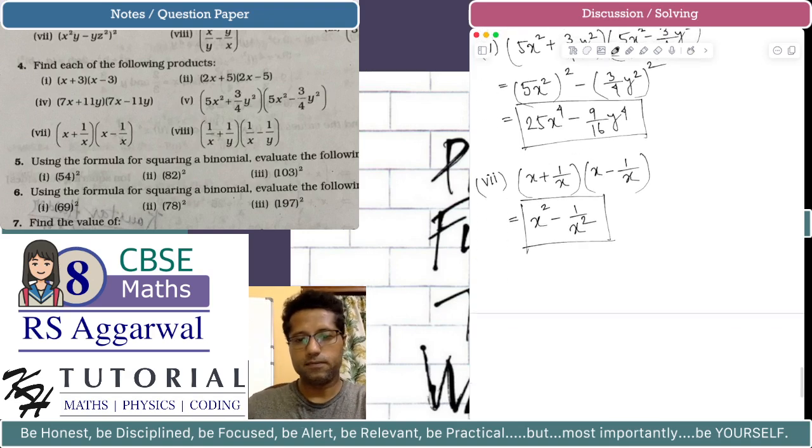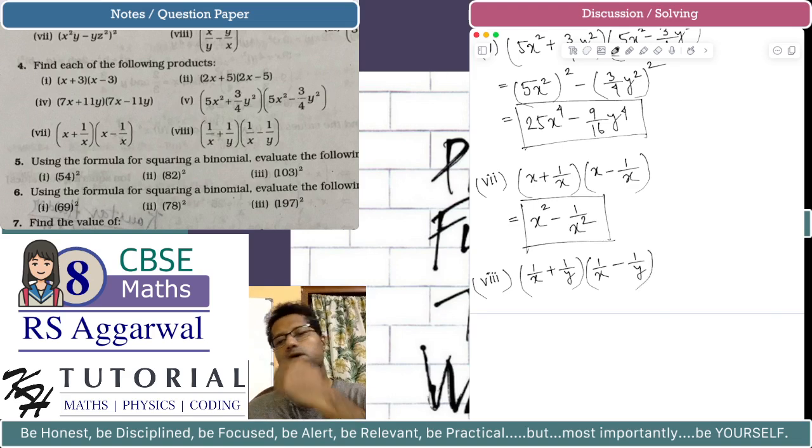8. It is 1 by x plus 1 by y multiplied by 1 by x minus 1 by y. Now you can directly apply the formula a plus b into a minus b, because it has this form, where a is 1 by x and b is 1 by y. So the result will be a square minus b square, as we know a plus b into a minus b is a square minus b square.